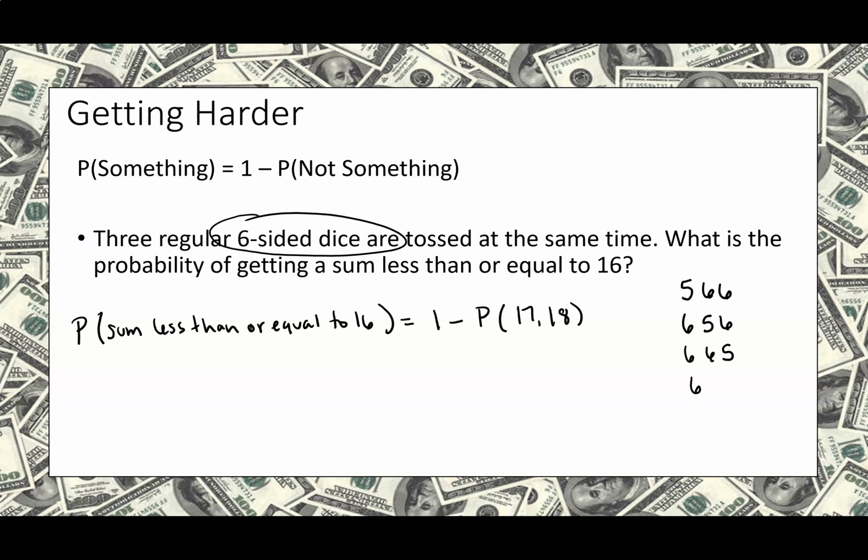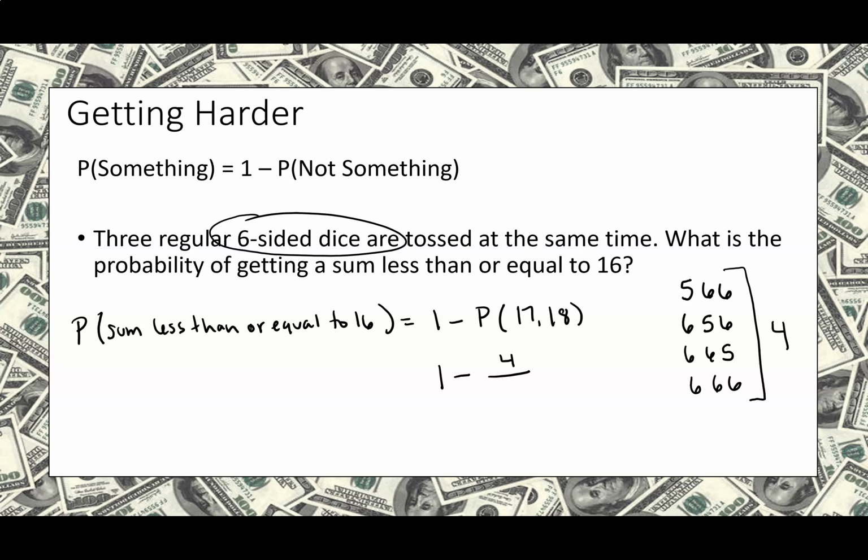Well, that would be a 6, a 6, and a 6. So those are our 4 ways that we can get a 17 or an 18. But the question is, how many possible rolls are there? Because I'm asking for a probability. I want 1 minus 4 out of, what are the possible number of rolls for a 666 roll?